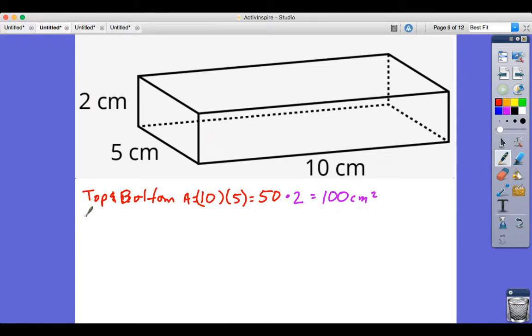Now for the front and back, it's a rectangle. The front is 10 centimeters by 2 centimeters. And we know that this is 2 because it says right there, 2 centimeters. So that is 20. But we have 2 of them because we have one in the front and one in the back. That's going to give us 40 centimeters squared. And then finally the left and the right. The left is 5 centimeters by 2 centimeters.